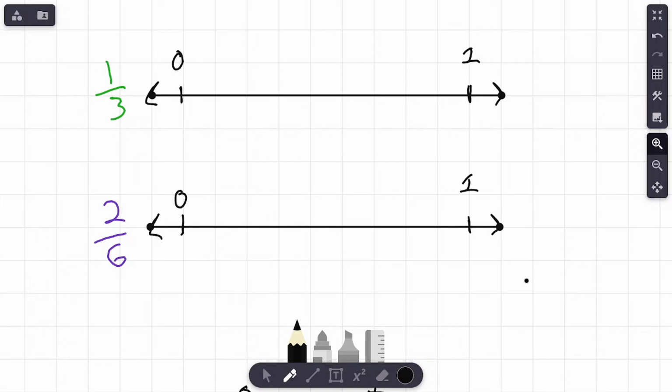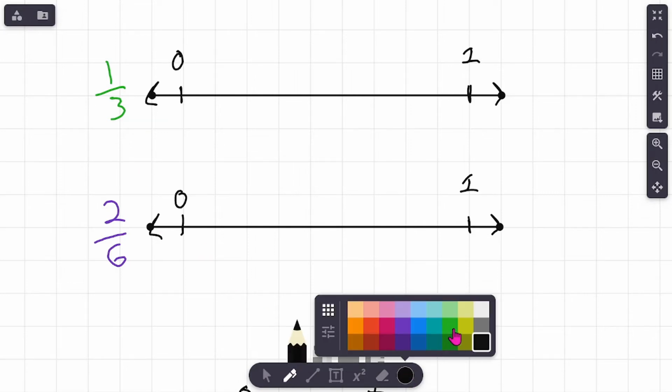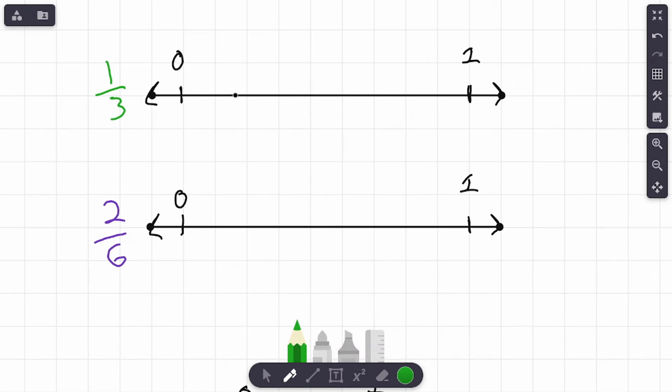So we've got our next problem here on the screen. We've got two new fractions. We've got 1/3 and we've got 2/6. Feel free to pause me, try this one on your own, and then we're going to do it together. All right, so let's try this problem out. We've got 1/3. I'm going to start with this number line first.